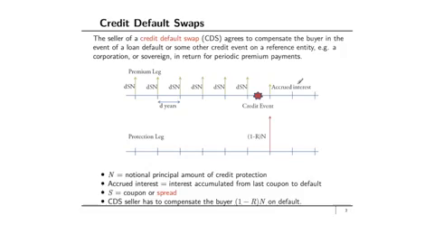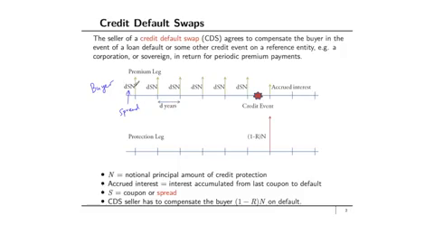So the dynamics are as follows. This is what happens to the buyer. So the buyer pays periodic premiums. And what is the premium? It's some coupon rate S, which is also called the spread. D is in years, so it's a fraction of a year. So D times S is the total coupon that has been accumulated over D years.